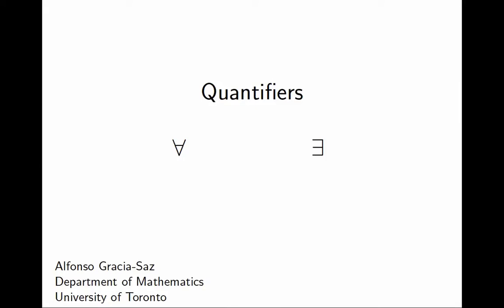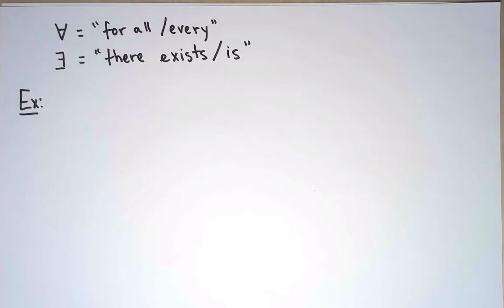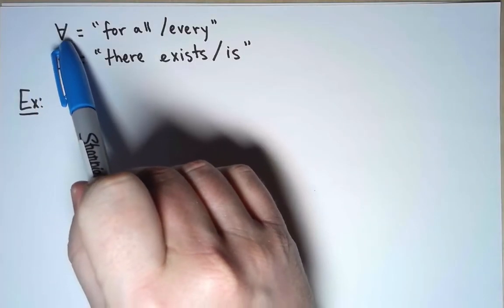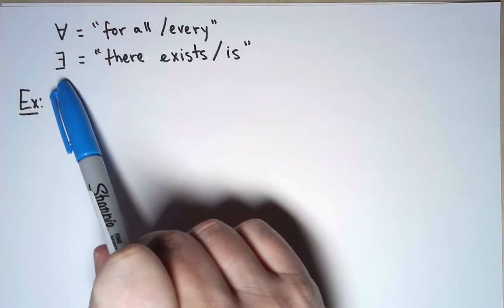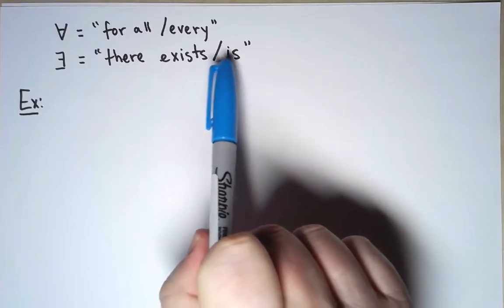In this video, I will explain the meaning of the mathematical quantifiers, which are these two symbols. This symbol, an upside down A, means for all or for every. And this symbol, a backwards E, means there exists or there is.